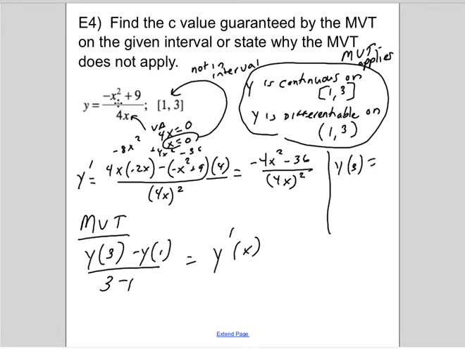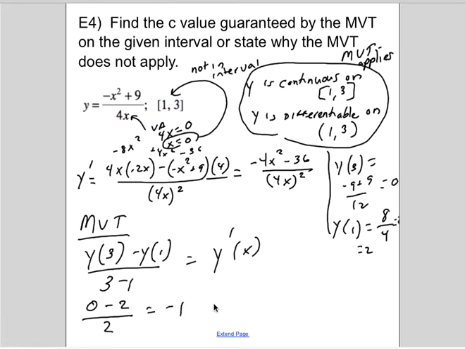Y of 3 is going to be a 0 because it's negative 9 plus 9 over a 12, so it's a 0. Y of 1 is going to be an 8 on top of a 4, which is a 2. Sorry, I got a little bit scrambled. So 8 on top of 4, which is 2. So I'm going to get that this is 0 minus a 2 over a 2, which should be a negative 1. That negative 1 is supposed to equal this ugly monstrosity that is my y prime.